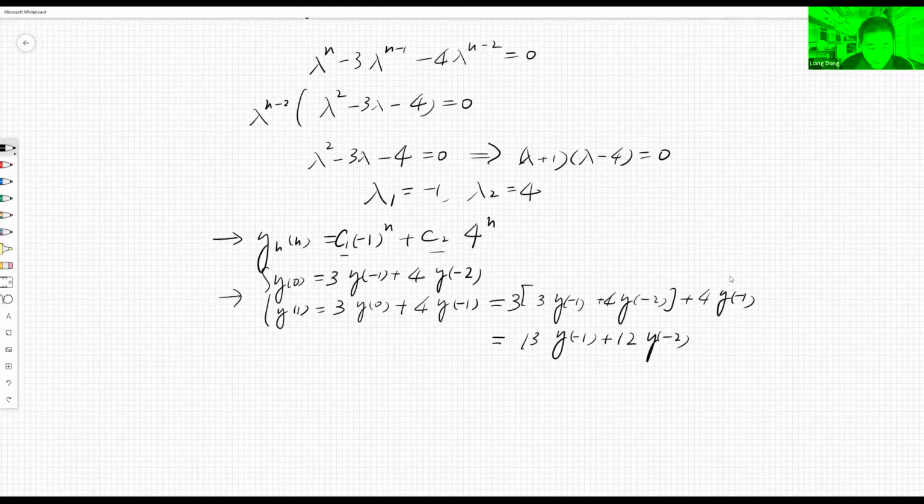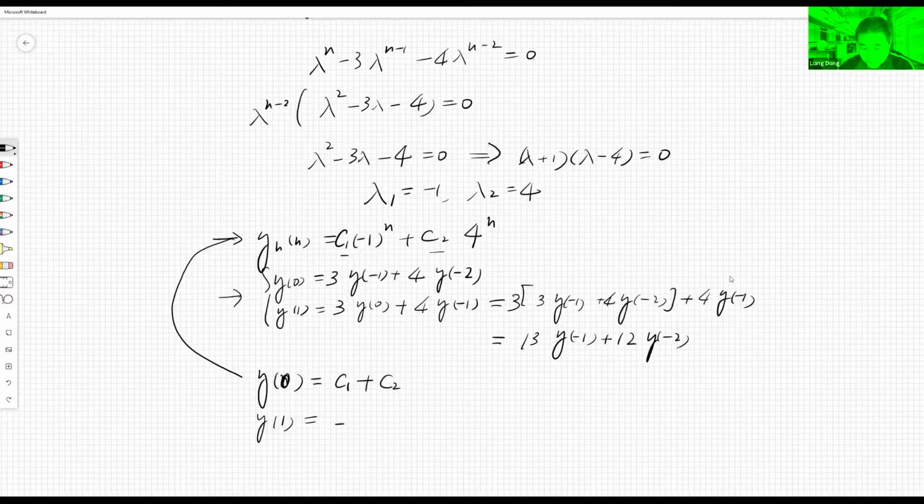Of course, so from this line, we have y[n], n equal to 0. That should be equal to C1 times -1 to the power 0, so that's 1, and C2 times 4 to the power 0. It's also 1. So we got that. And also y[1], according to this equation, we have y[1] equal to negative C1 plus 4C2. Okay, so these two coming from this homogeneous solution.